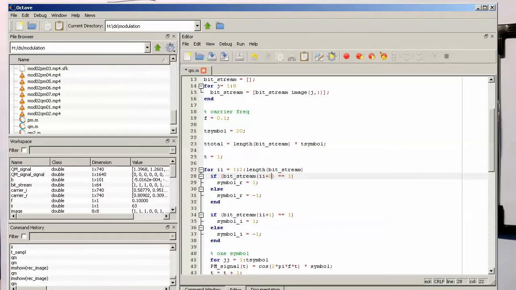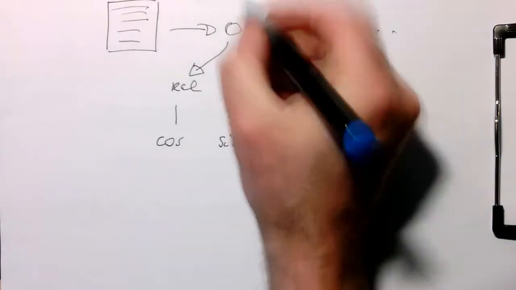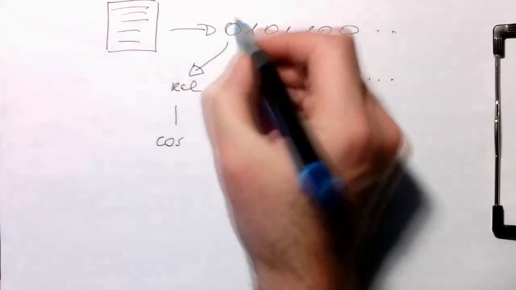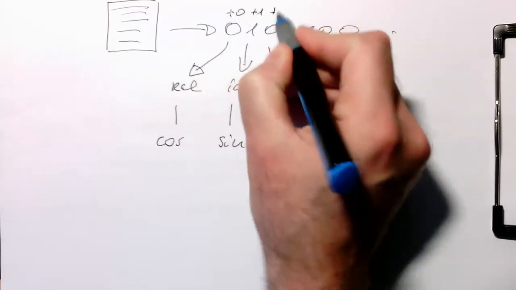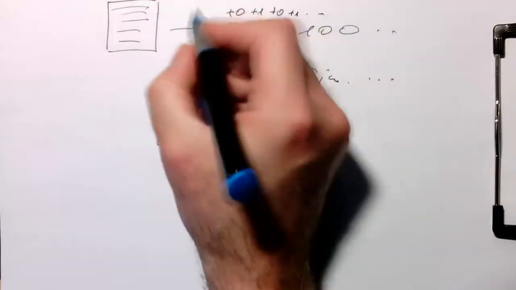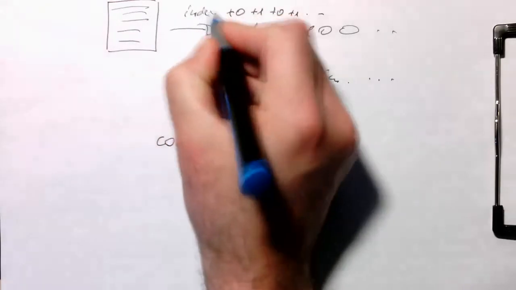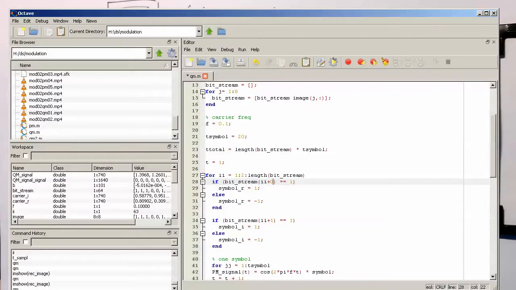So if we go back to our drawing here, this is our index number plus 0, and that's plus 1, and then this is again plus 0, and that's plus 1, and so on in terms of the index. Let's go back to our code, so 0 and 1, and hopefully this will work. And so we are sampling the bitstream here in steps of 2.